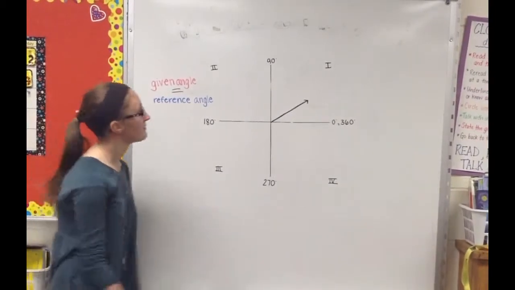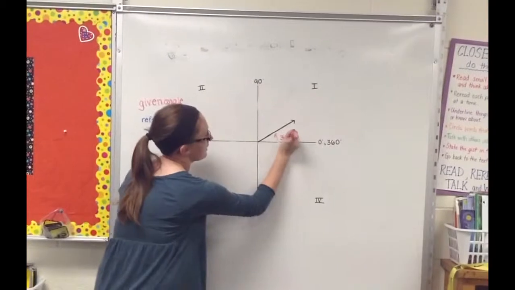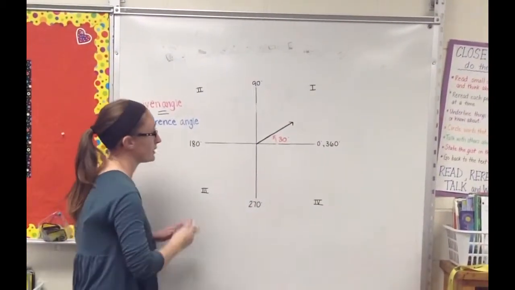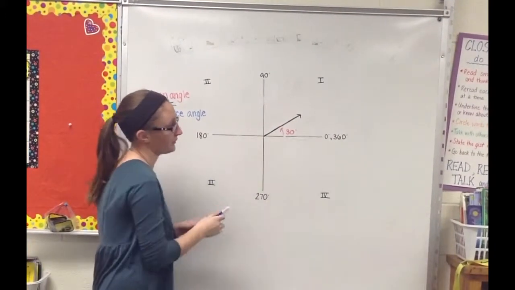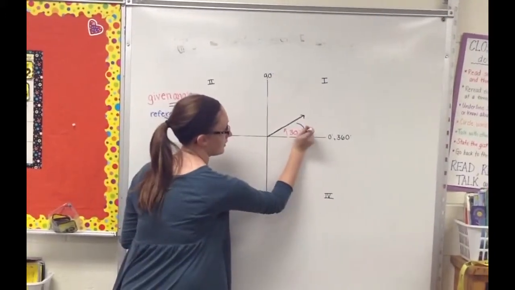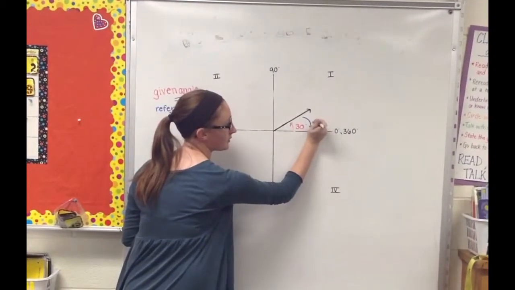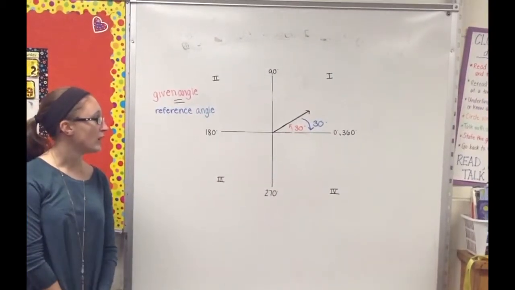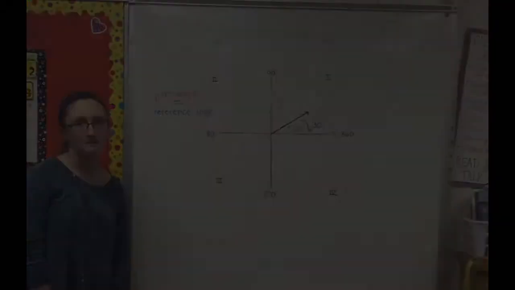Here's an example. If we draw an angle of 30 degrees, it looks like this. Now we need the distance from the terminal side back to the x-axis over here, which also happens to be the same distance that we drew before. So it's also 30 degrees. In quadrant 1, the reference angle is the same thing as the angle that you're given.